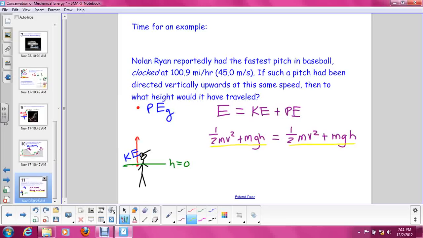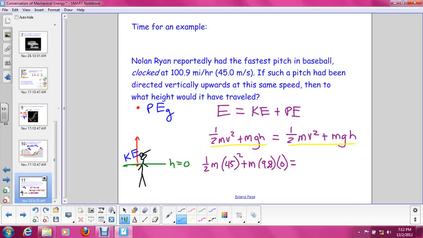So now we can go ahead and start plugging in some numbers. So we have 1/2 mass, velocity for the first bit is 45. Gravity is always 9.8 meters per second squared. And at the very bottom part, at the first position, we called that height 0. So we can go ahead and put a 0 in there.